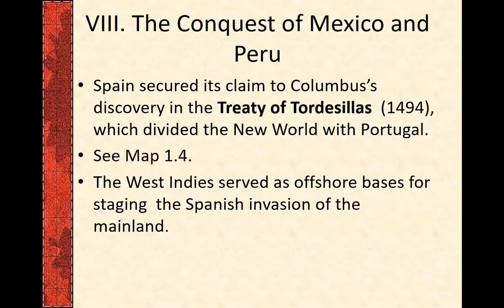In 1494, 2 years after Columbus's maiden voyage, the monarchy of both Spain and Portugal agreed to the Treaty of Tordesillas. This divided up the New World into dominions shared between Spain and Portugal.